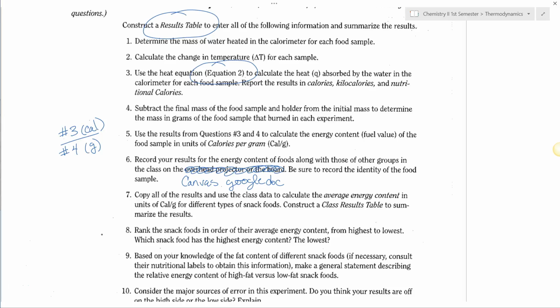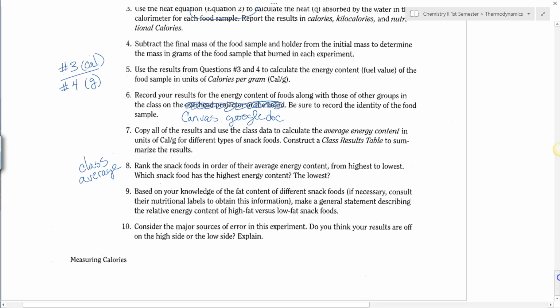But when you get to question number 8 and you have to rank the snack foods in order of their average content, you're using the class average for number 8, not your information. Okay, so number 8 is the class average, not yours. For question number 9, you're going to need to get the nutritional labels, and it says in here to look them up. I've done that for you, and they're just on Canvas for you as well, so you don't have to do the work for that, and then answer the question accordingly.